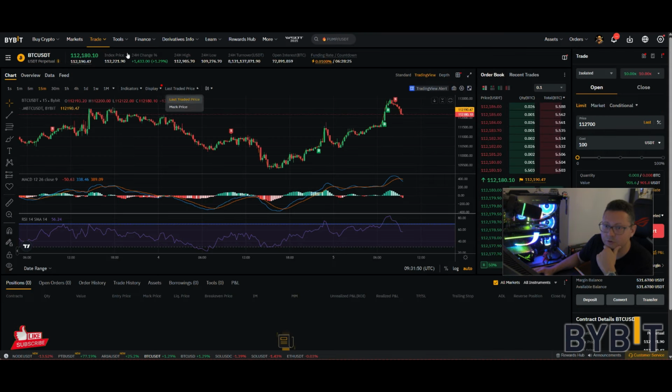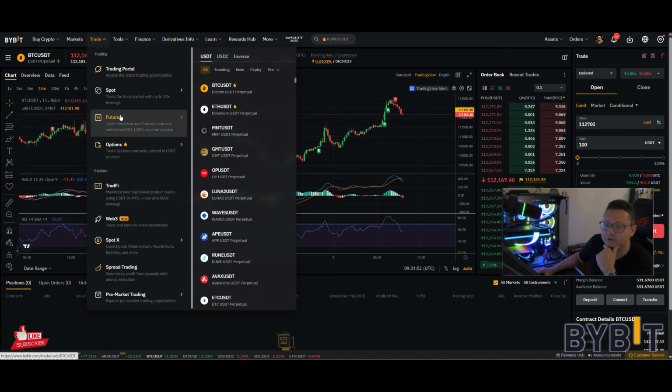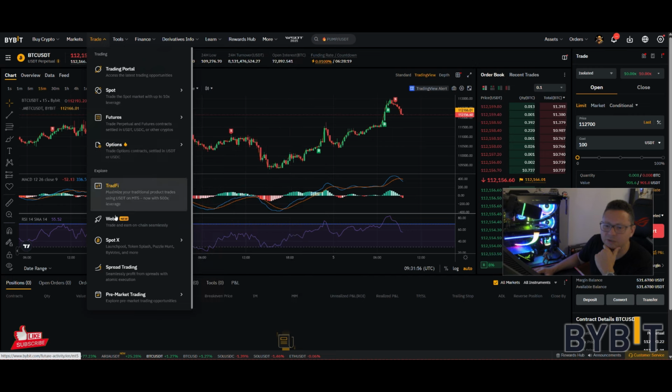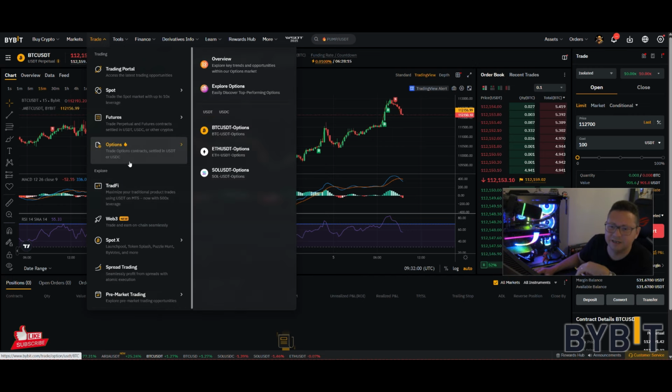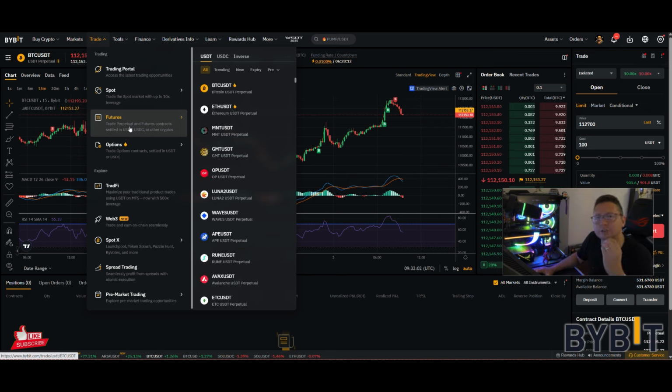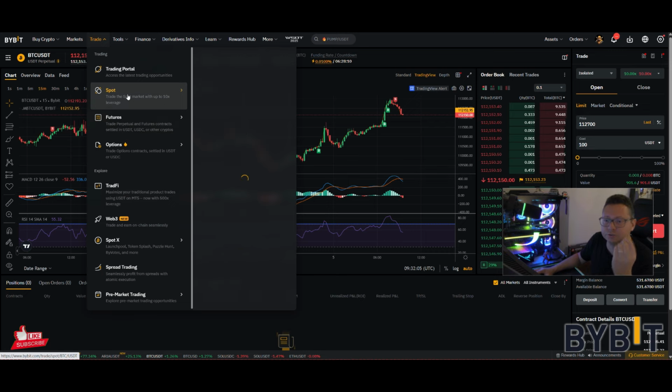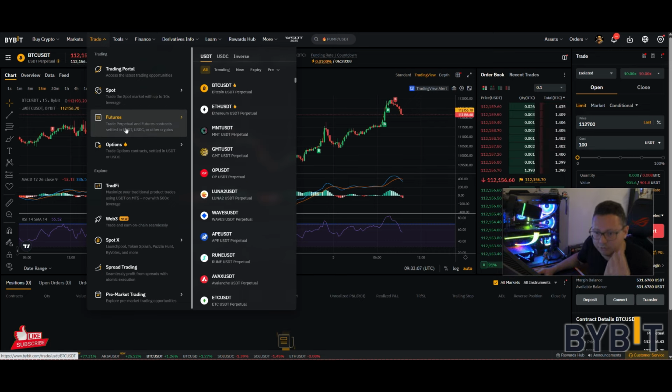And therefore, of course, let's go over to the futures trading, because this is the other very important feature here. Of course, here we have many things to do: spread trading, pre-market trading, TradFi, options trading, and so on. But I just focus on the main core features, which is spot trading and futures trading.